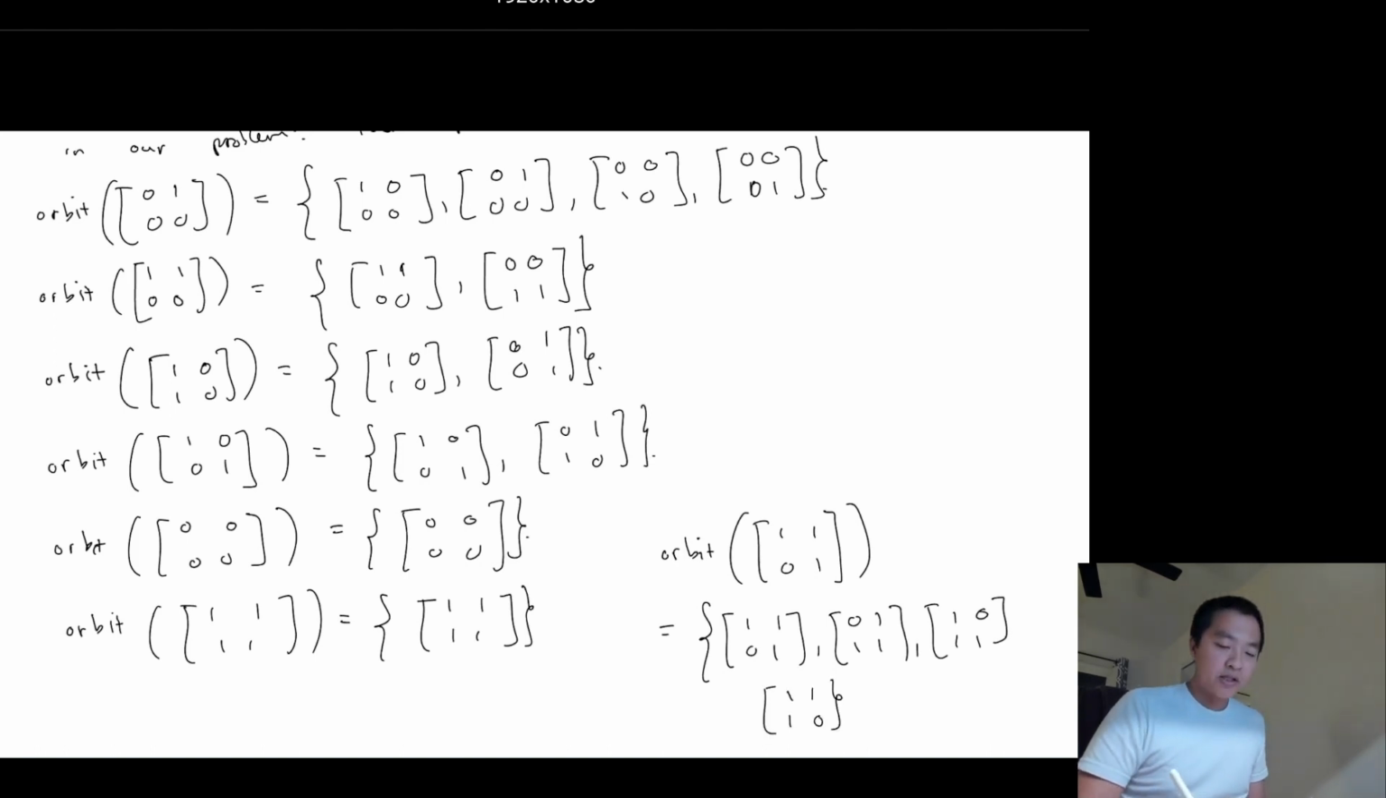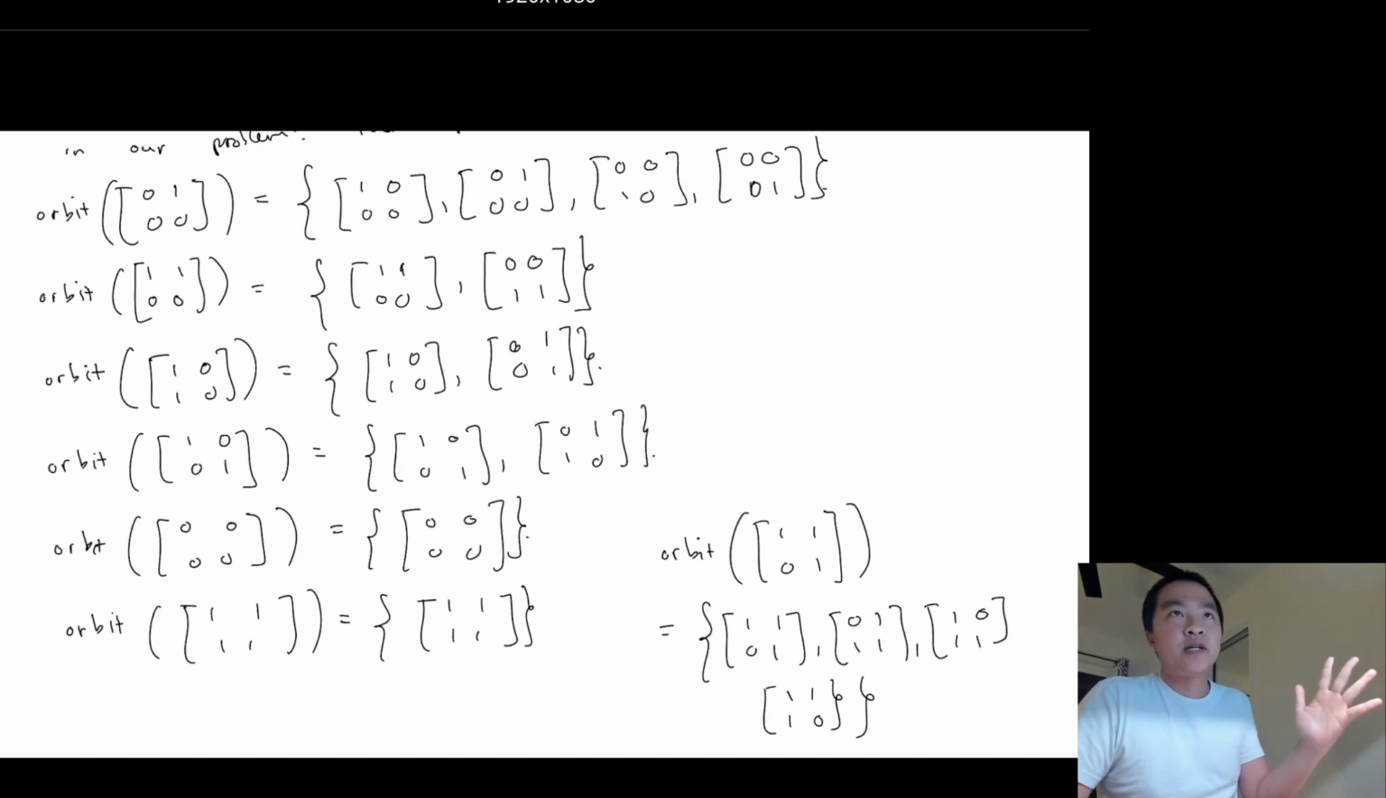Okay, so basically these form 7 equivalent classes. That's what we are trying to count, the number of equivalent classes.